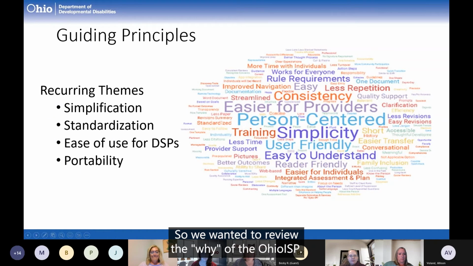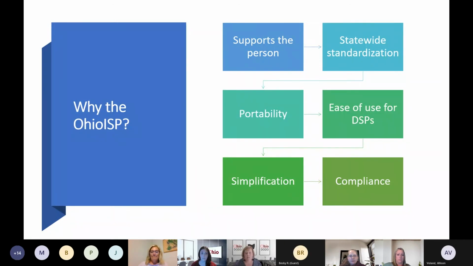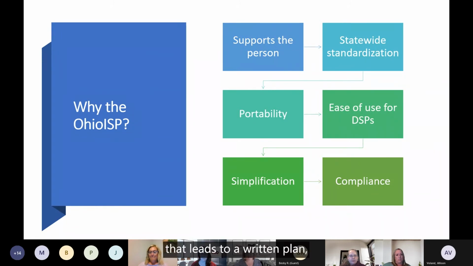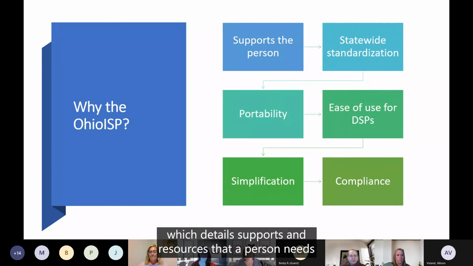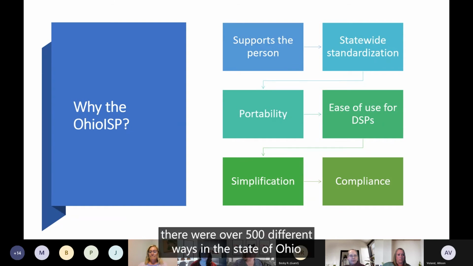So we wanted to review the why of the Ohio ISP. It's really about supporting the person. It's not about the system. We want people to use a person-centered approach that leads to a written plan which details supports and resources that a person needs to really help them achieve their best life. Statewide standardization, like that video said, there were over 500 different ways in the state of Ohio to complete an ISP.